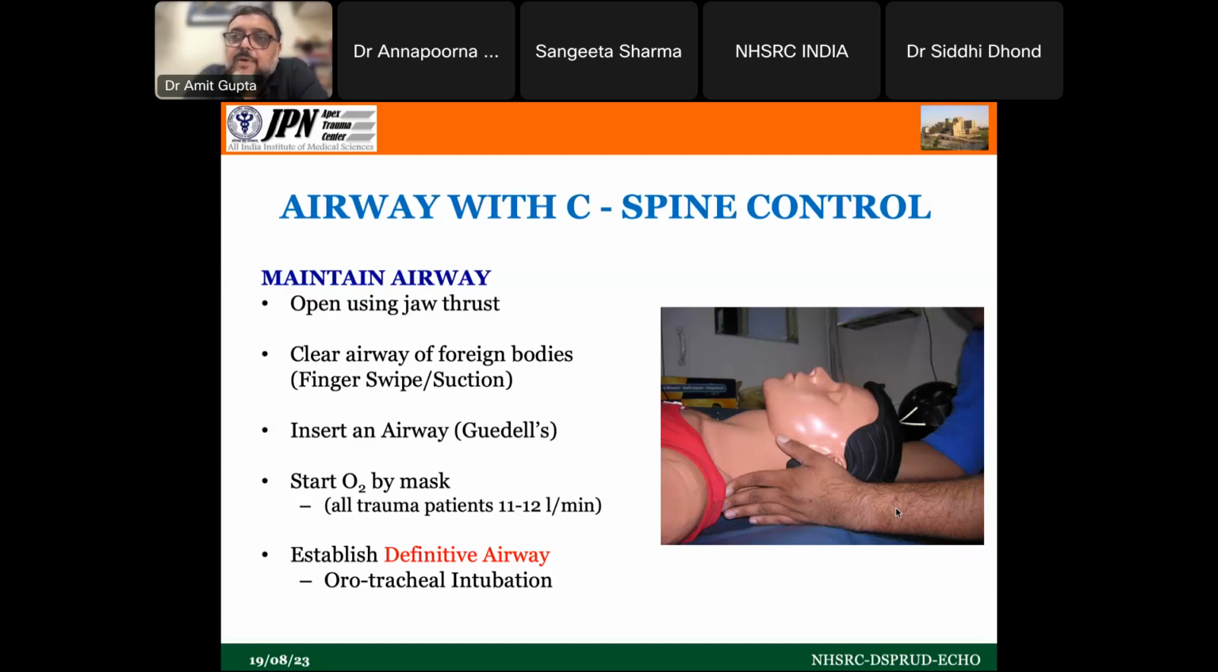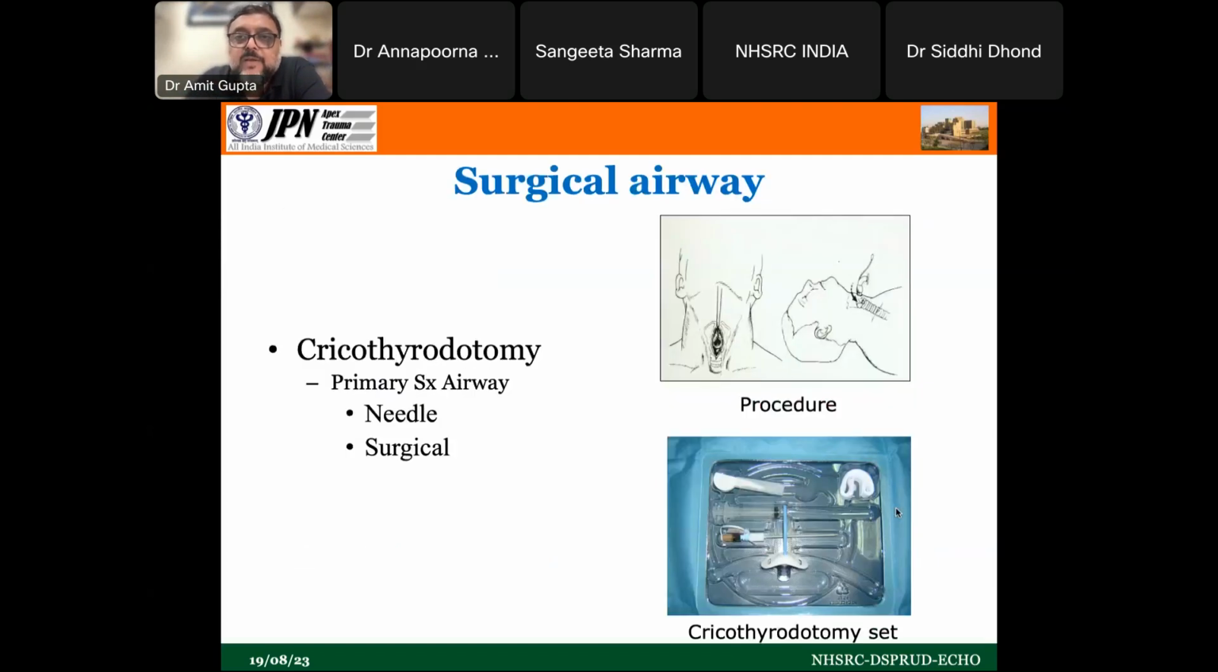Remember that if an oropharyngeal airway like a Godel's airway is tolerated by a patient, that means he doesn't have a gag reflex. Because normally if you insert an oropharyngeal airway into your mouth, you cannot sustain that. You'll immediately try to gag it out. But if the patient is maintaining an oropharyngeal airway, remember that he needs intubation, he needs a definitive airway.